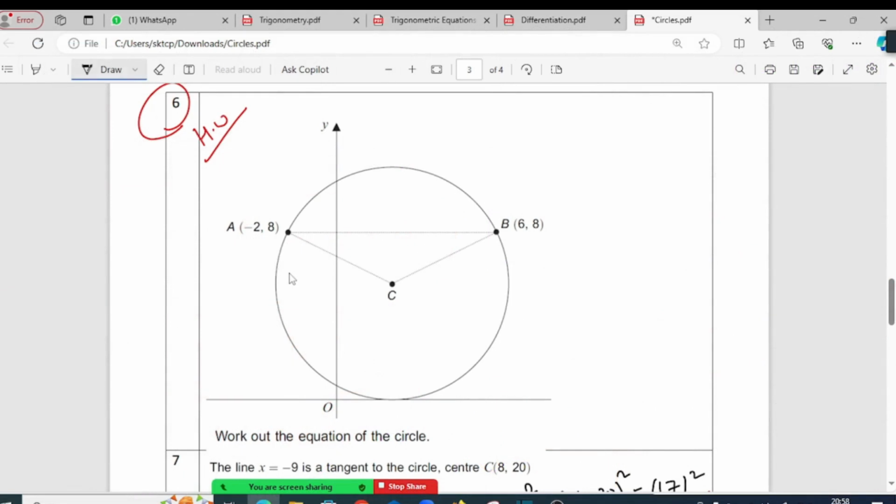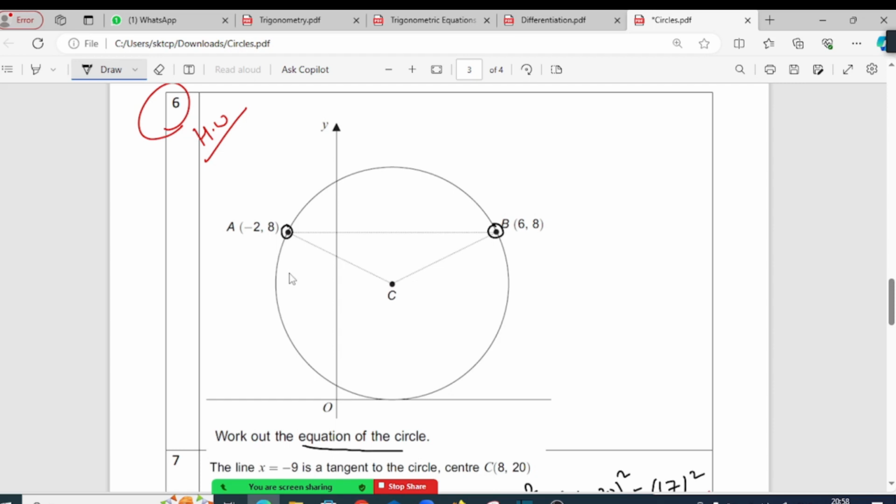See, this question is a very tricky question. Work out the equation of the circle. We have to find the equation of the circle. We have 2 points on this circle as A and B. The given coordinates are (-2, 8) and (6, 8). We have to find the coordinates of C first to write the equation of the circle.